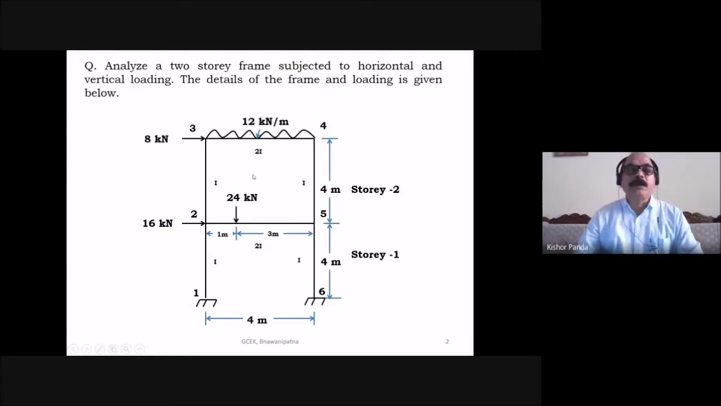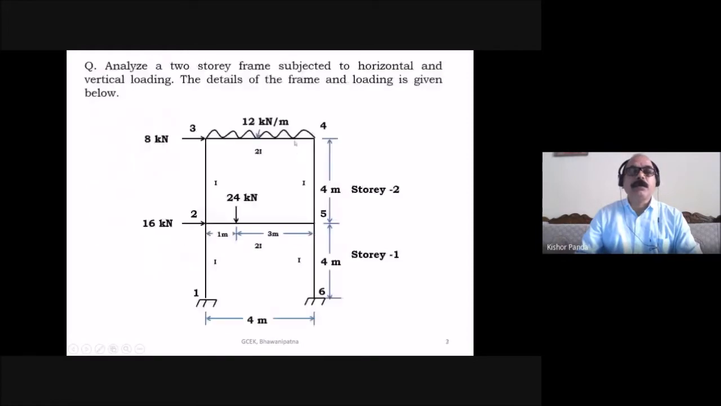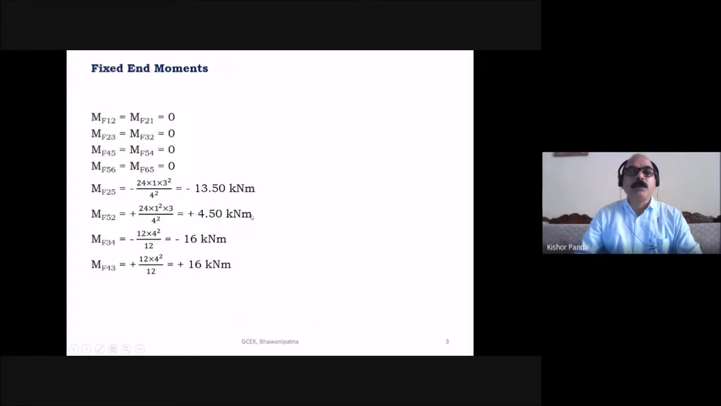Then find out the fixed end moment due to the vertical loading. Here you see member 3-4. There is the UDL of 12 kilonewton per meter acting. So what is the fixed end moment here? MF34 is equal to minus 12 into 4 square by 12, that is WL square by 12. So this is equal to minus 16 kilonewton meter. Similarly, what is MF43? Plus 12 into 4 square by 12, so this is plus 16 kilonewton meter.